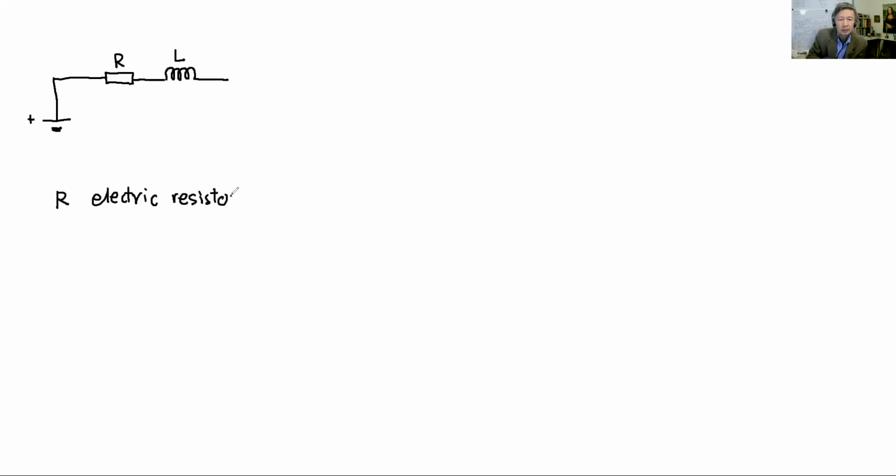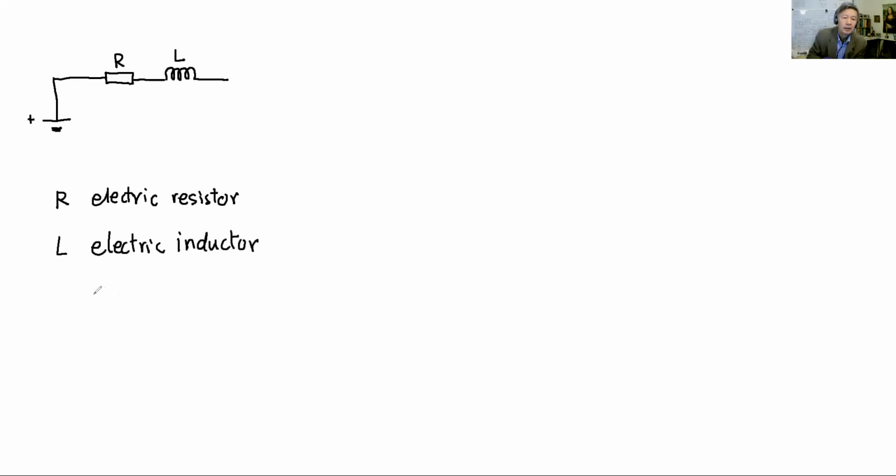Resistor. Okay. What is L? It's called an electrical inductor, because it is driven by the current. Inductor comes from induction.